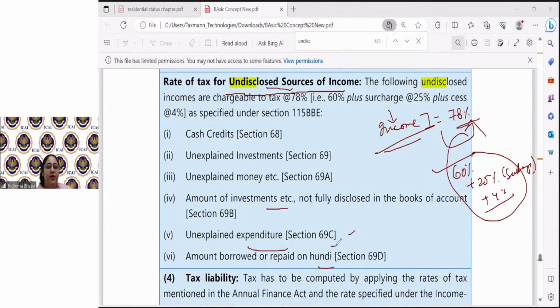What is a hundi? It is a sort of bill of exchange, but a crude bill, meaning you pay the bill, you show the bill, you get the money. It is short-term credit. So hundis are not legal. If you're taking any amount on hundis, or paying any amount on hundis, it is treated as an undisclosed source of income and 78% tax applies. So you should know that any undisclosed source of income, irrespective of whatever slab rates, whatever the amount is, 78% tax will apply. Okay? Which is 60 plus 25 plus 4.